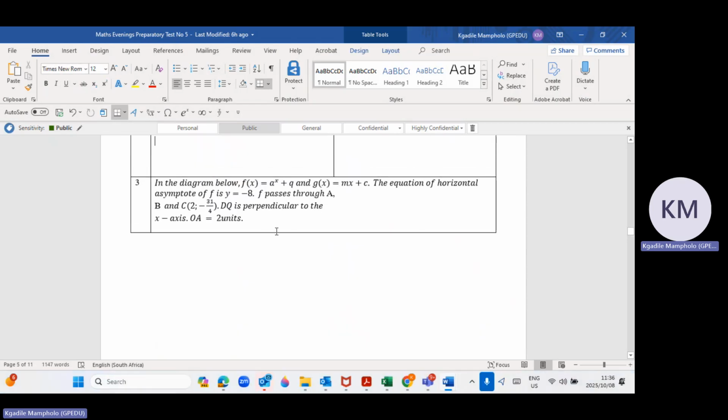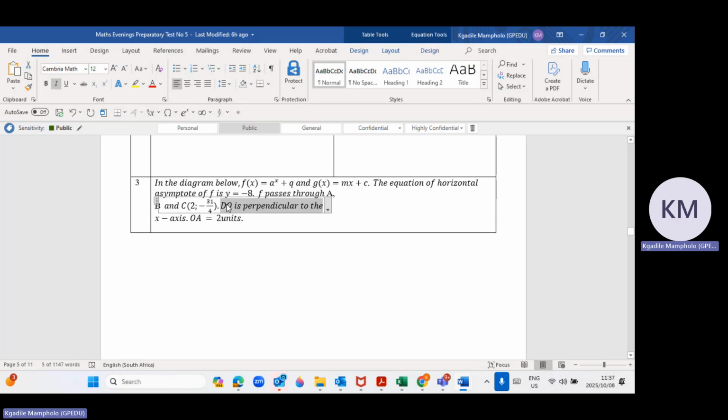As we are given the statement here, in the diagram below, f of x is equal to a to the power x plus q. It's exponential, you can say that. g of x is mx plus c. The equation of the horizontal asymptote of f. Let me just quickly cut this one.